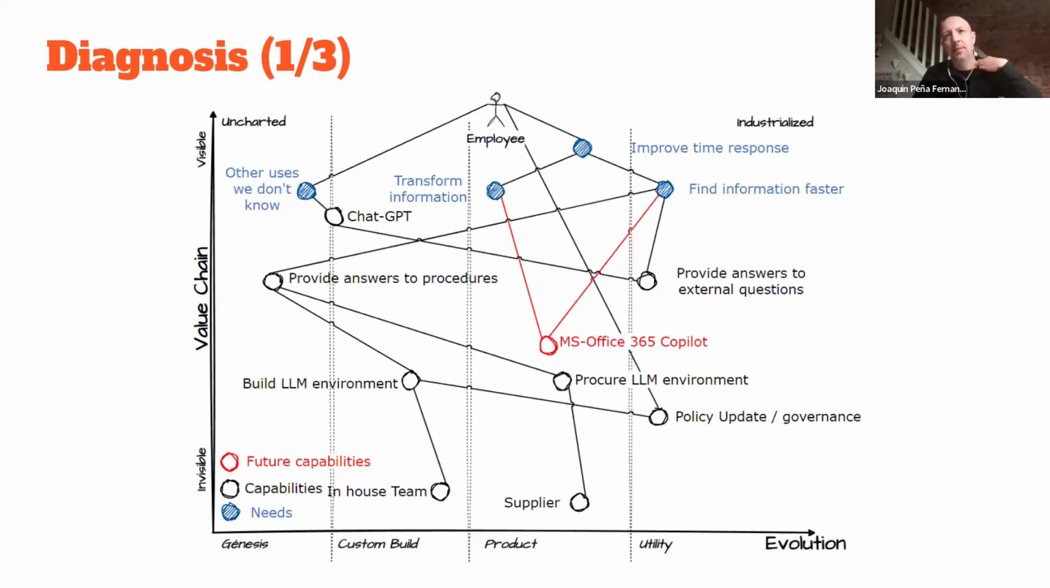Here is a map related to the use case of Acme Health. If you remember the use case, when we were doing the map, we picked the employee as the anchor, as generative AI can have a lot of benefits for this user. In which way? Well, we don't know. So the first thing is to identify the user needs: improve response time, transform information, as is generative AI, or find information faster. When we are in the middle of 2023, there are capabilities that already are there. And one of them is ChatGPT. And there is a fourth need that I have added: other uses that we don't know.